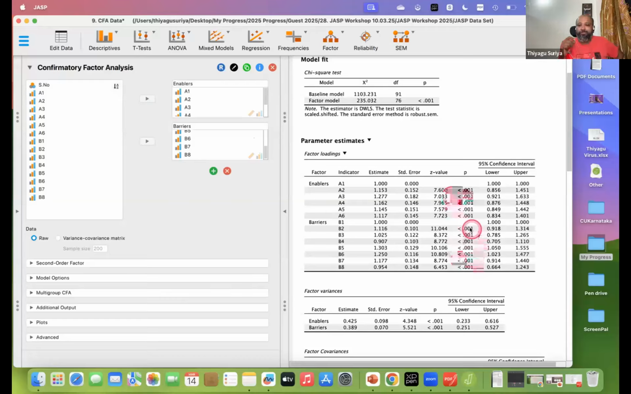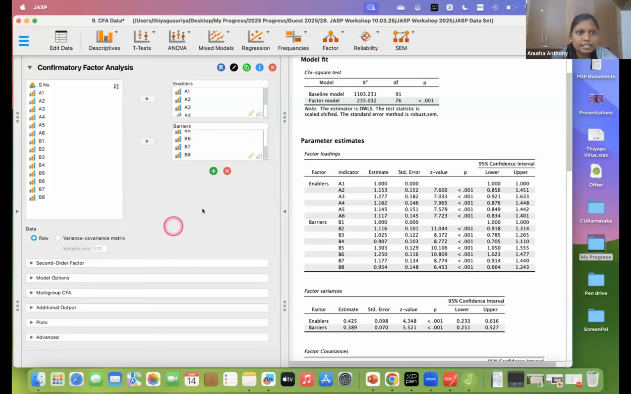This is what we are ensuring. This is called confirmatory because we check whether these items lie on the same domain. You got it? We are cross-checking whether these items are contributing to the same domain. Now it's contributing.